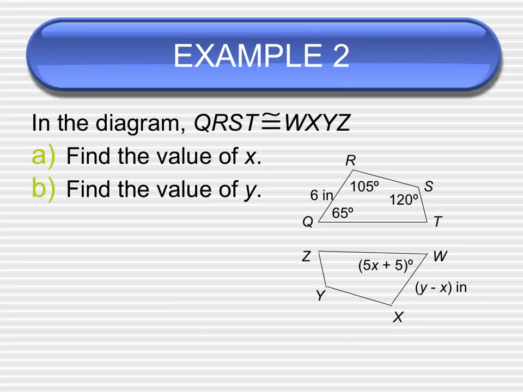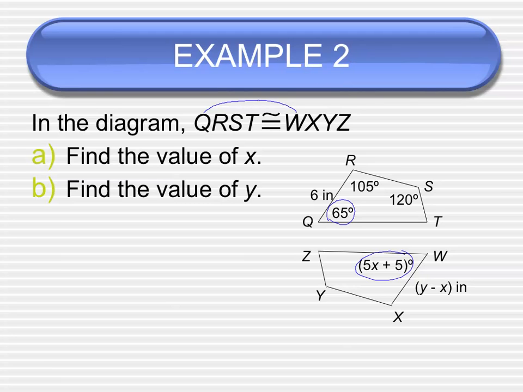On example number 2, we're using the properties of congruent figures, and this time it says that the quadrilateral QRST is congruent to WXYZ, and we're asked to find the value of x. So first thing that I'm going to do is I'm going to say, well, let's see, where is my x? And my x is associated over here with angle W. And since W corresponds with Q, go to my other quadrilateral, and angle Q is 65.